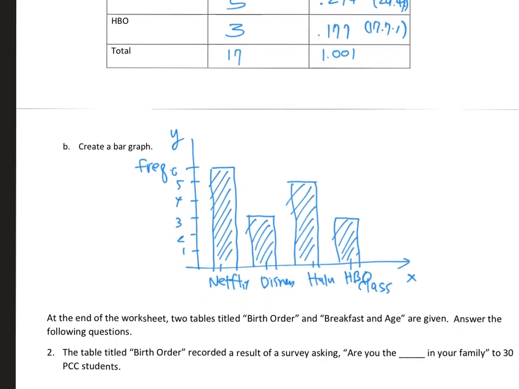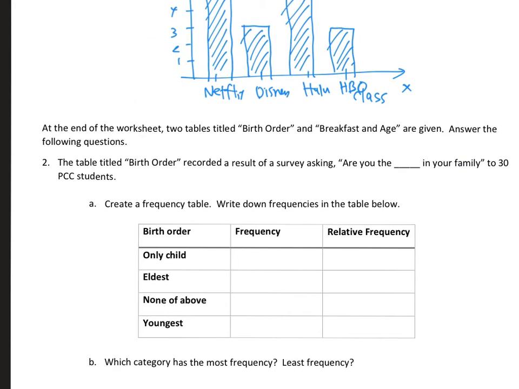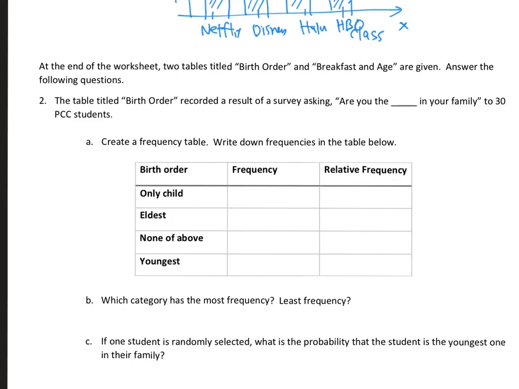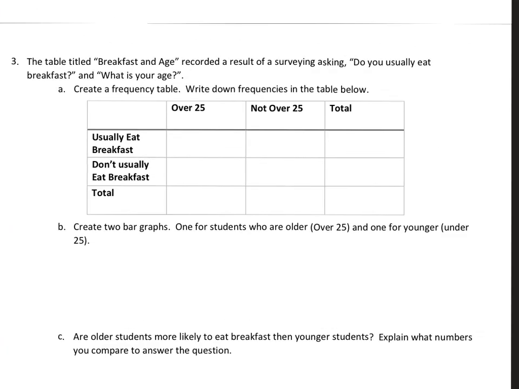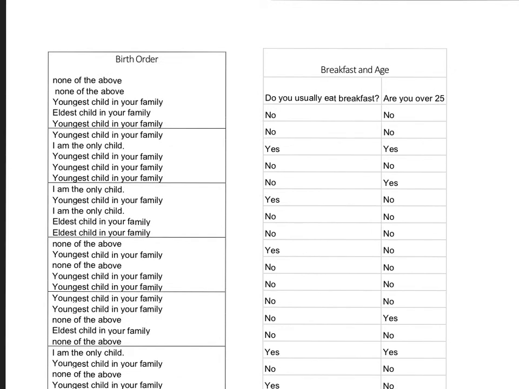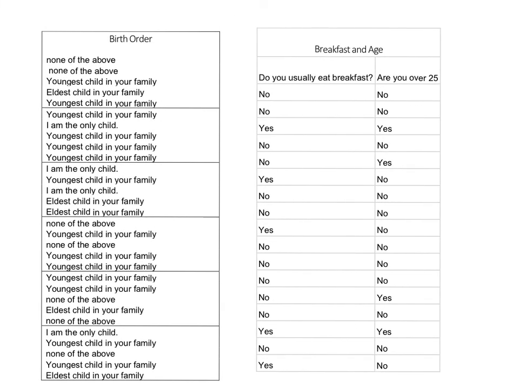All right. For the next 2 questions, at the end of the worksheet, there are 2 tables. Here, let's scroll down here, their birth order. So again, this is from the survey. Some people are the youngest ones, the eldest one, the only child, none of the above. So these are data that's given to us. The second table, they ask each person 2 questions. Do you usually eat breakfast? Are you over 25? So the first person answered no and no. So this is a young person who doesn't eat breakfast. Let's say the third person is an older person who usually eats breakfast, and so on and so forth.